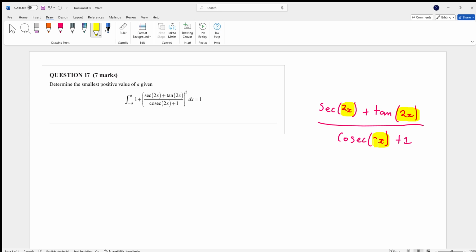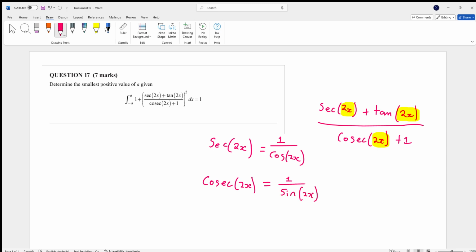merging things together. So first of all, we've got to understand what we're looking at here. So sec is actually 1 over cos, so we can think of that as 1 over cos of 2x. We also know that cosec is 1 over sine. And then for tan, we know that tan is actually just sine over cos.